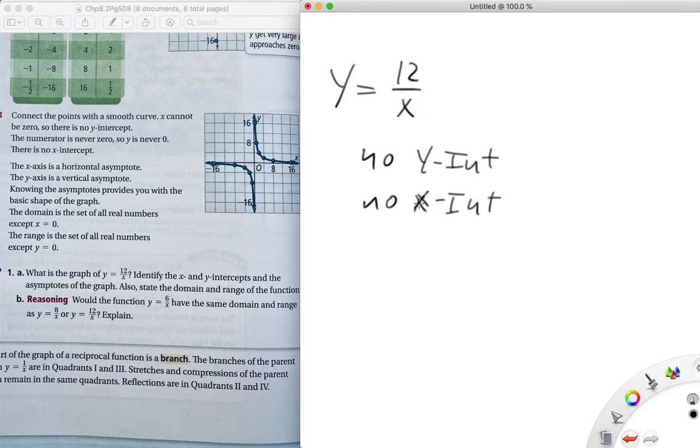And it doesn't cross the x-axis either, so there's no x-intercept. Remember, the y-intercept is y when x is 0. In this case, x can't be 0. The x-intercept is x when y is 0. Well, y can't be 0, so there's no y-intercept and there's no x-intercept.